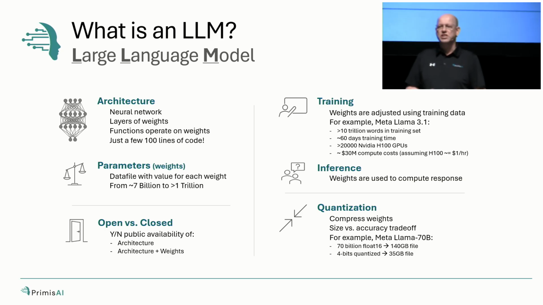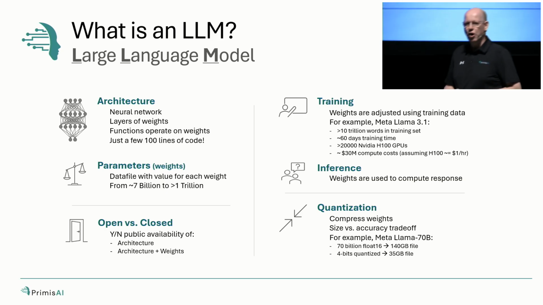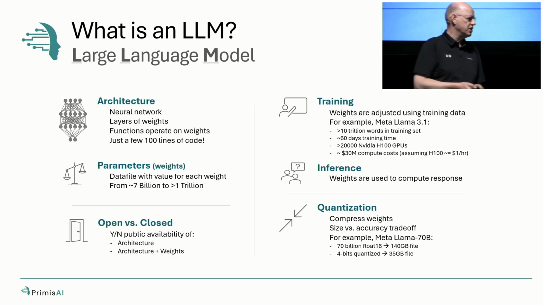LLMs can be open or closed. I think that's interesting to realize. They can be open and closed both in terms of the weights as well as in the architecture. So for some LLMs, the architecture is made public, but the weights are kept private. Other LLMs have both available. And there are sort of two threads in the industry now, where Meta is going more for the open source approach, and OpenAI, well, they used to be open, but they're trending towards closed now.